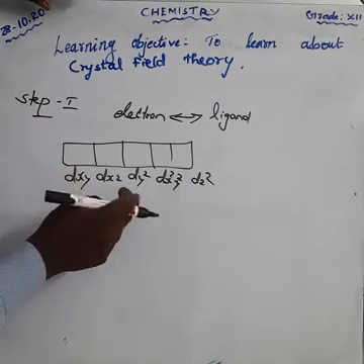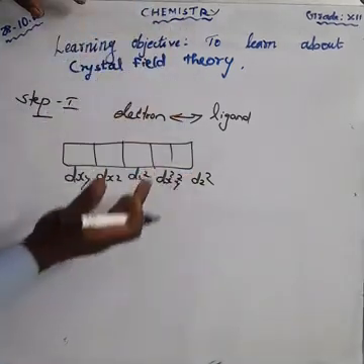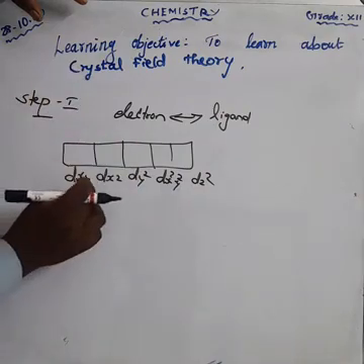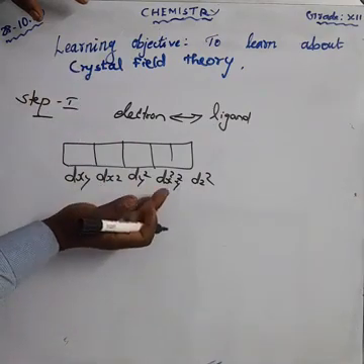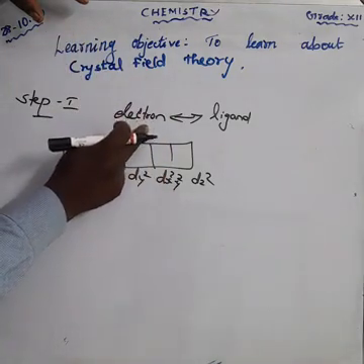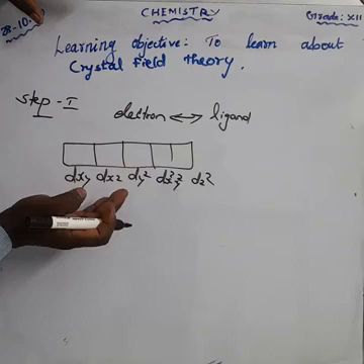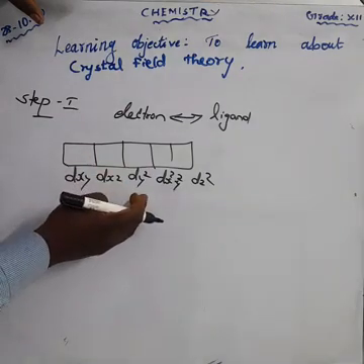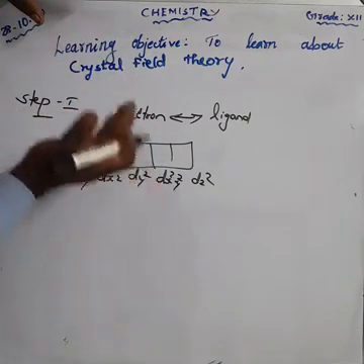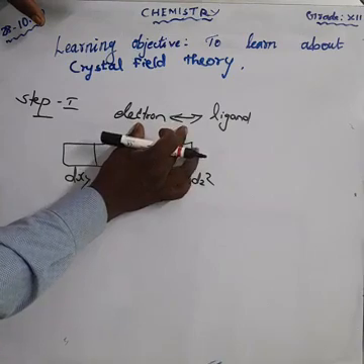In this field, the energy of all 5 d orbitals will increase. That's step 1, don't forget that. Why does the energy increase? Due to the repulsion between the electrons of the metal ion and the ligand.